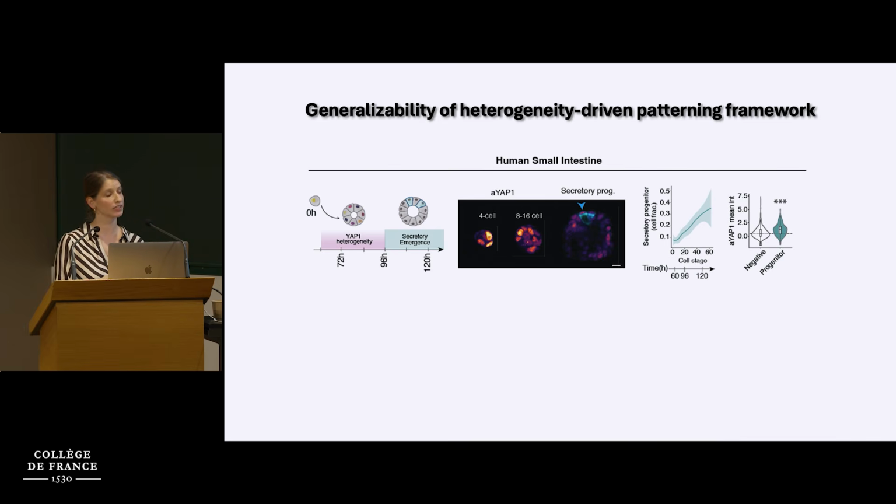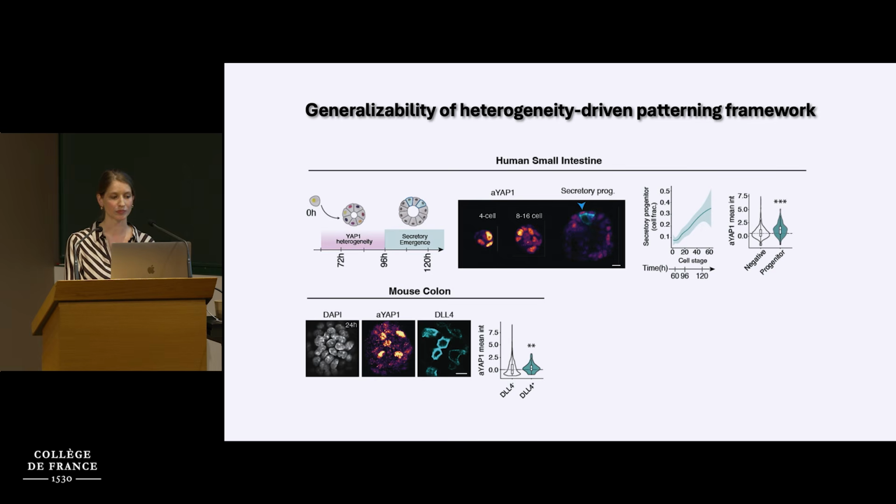And on the other hand, we were curious whether this is also true in other epithelial tissues. So then we went down in the digestive tract, where we looked at regeneration in the colon. And again, in an organoid-based system, we see that indeed in colon during regeneration, there's YAP heterogeneity established, and in the Delta progenitors, we see higher YAP activity compared to the negative ones. And these are all promising experiments, where again, we look at different species, but also within the digestive tract.